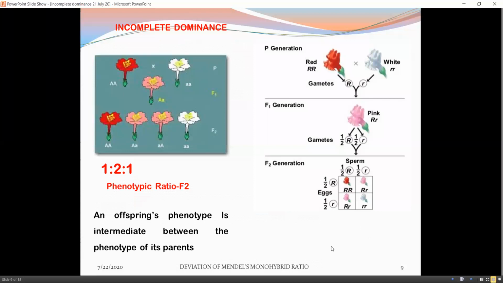Now this diagram again shows the diagrammatic representation, and we can see that in F1 all plants are pink. In F2 there is red, pink and white in the ratio 1 is to 2 is to 1. An offspring's phenotype is intermediate between the phenotype of its parents.